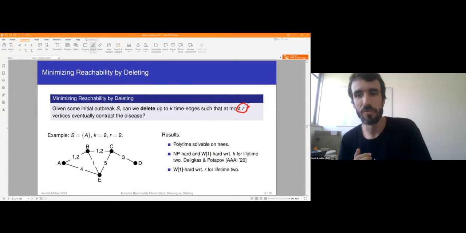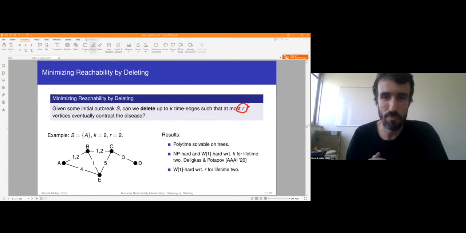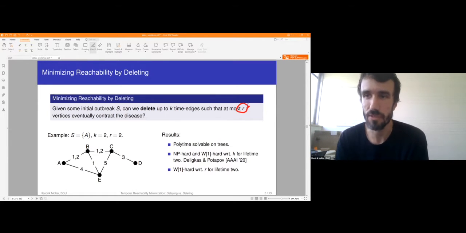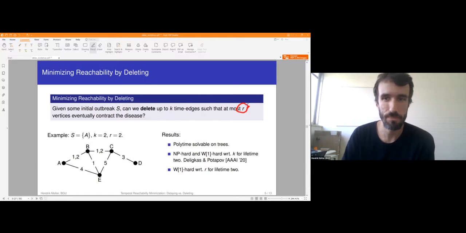And just as a brief reminder, W1, for those who might not know, for us just tells us that we do not expect to find fixed parameter tractable algorithms for those parameters.